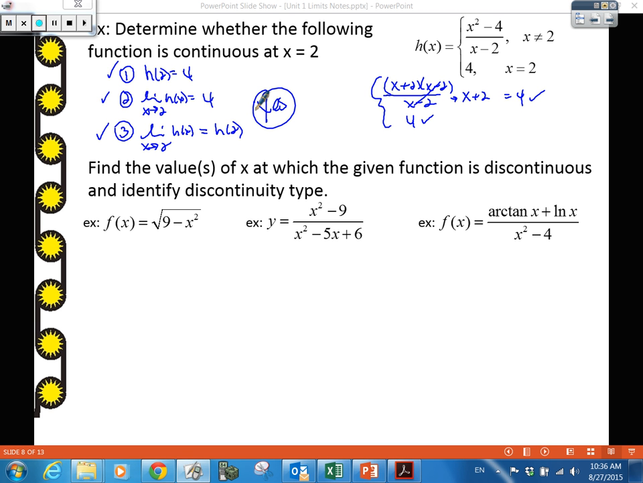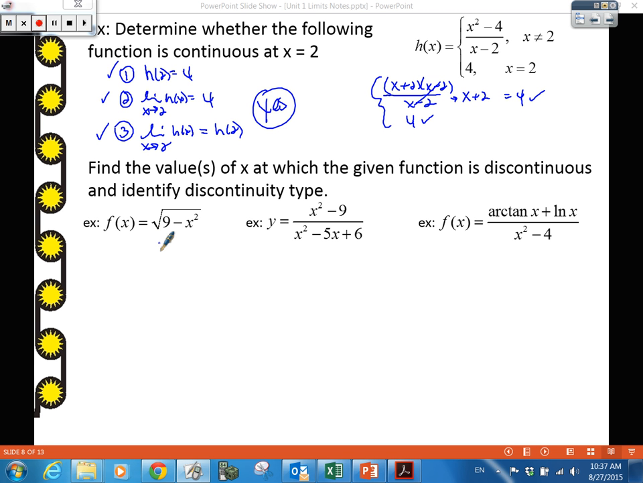Okay, the last 3 are basically we're looking at finding the values of x at which the function is discontinuous and identify the discontinuity type. Now sometimes an example will slide in here where it's really a domain issue more than a particular discontinuity issue. And that really is like this first example. This one has a domain issue. And so let's first of all determine where it is continuous. And so let's look at its domain.